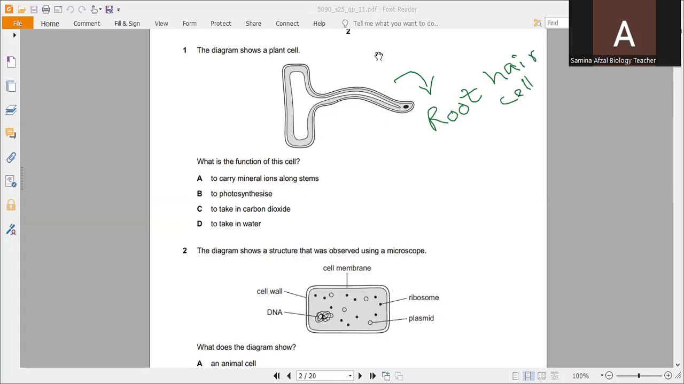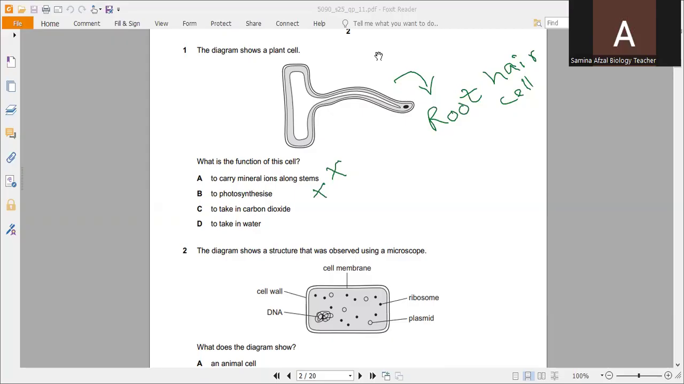To carry mineral ions along stems. Mineral ion transport is the function of xylem vessels, so this is not the function of root cells. So option A is not correct. To photosynthesize. Root hair cells are present in the roots under the ground, so they cannot perform the process of photosynthesis. So B is also not correct.